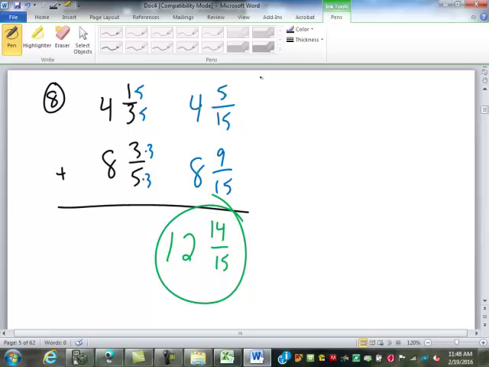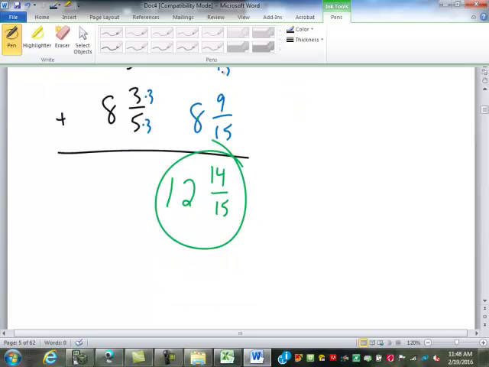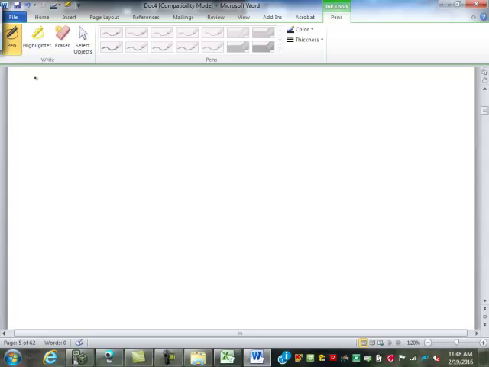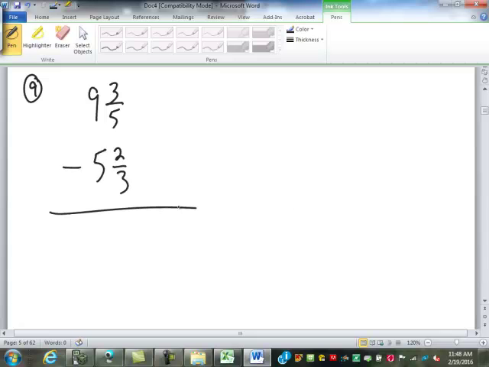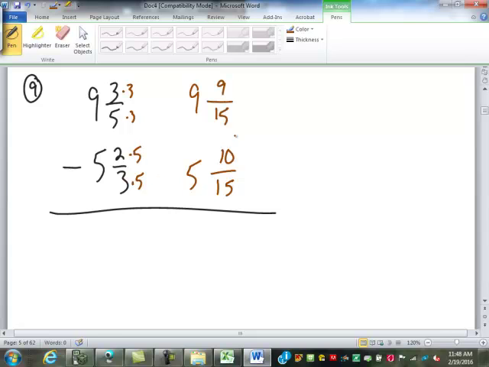So next, number 9, subtracting our mixed numbers. 9 and 3/5 minus 5 and 2/3. Common denominator is going to be 15 again. 5 times 3 makes 15, so 3 times 3 is 9. 3 times 5 makes 15, so 2 times 5 is 10. Caught a couple people just doing 1/15 here, but you got to be careful. It's 9 minus 10, not 10 minus 9.